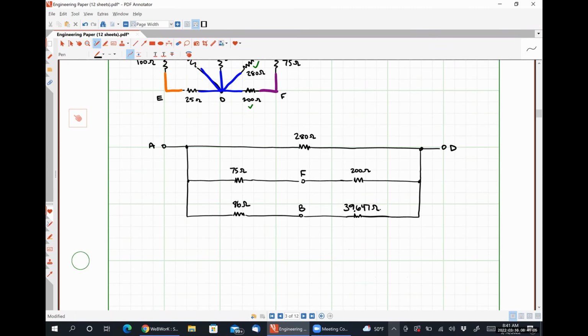Now I have 39.647 in series with 86. That looks like 125.647. I have 75 in series with 200, which obviously looks like 275.